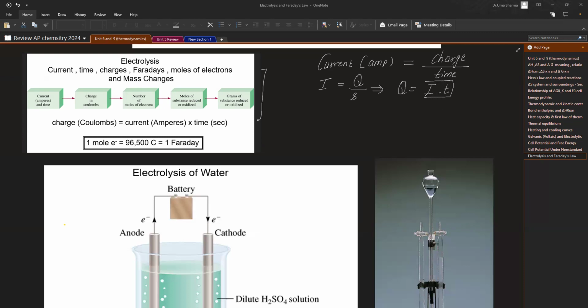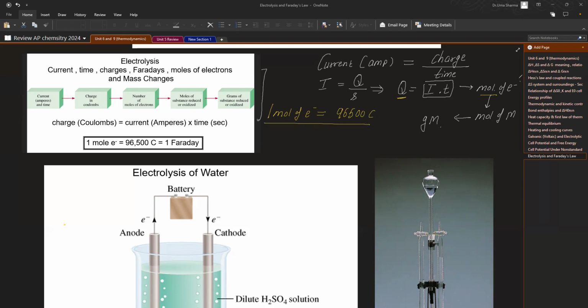Once I know the charge, I can convert this into moles of electrons. Once I know the moles of electrons, I can get moles of matter, and I can convert moles of matter to grams of matter. How can I do that? Because we know the relation between Q and moles of electrons: 1 mole of electrons is Faraday's constant, 96,000 coulombs. We discussed this yesterday. We know this relation.